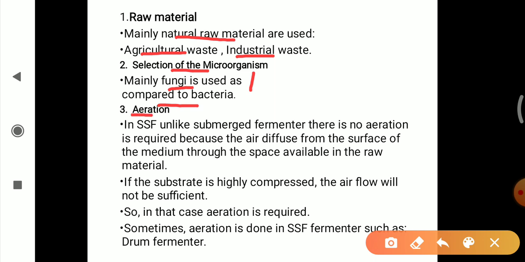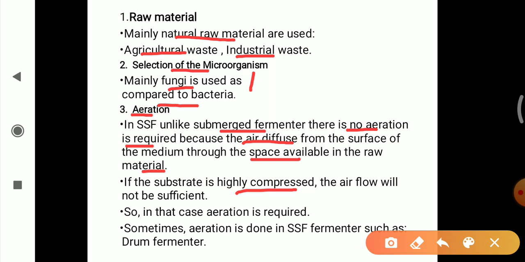Third is aeration. In SSF, unlike the submerged fermentation process, no aeration is required. In SSF fermenter, no aeration is required because air diffuses from the surface of the medium through the space available in the raw material. If the substrate is highly compressed, the air flow will not be sufficient.